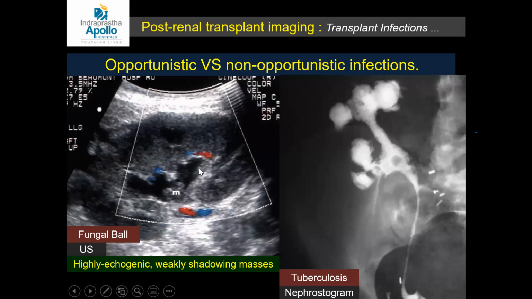So this is an example of a transplant kidney in the right iliac fossa. You can see the filling defect in the renal pelvis because of the fungal ball, which is highly echogenic and weakly shadowing. It doesn't cause any shadowing like a calculus. And then we can see the tuberculosis in a nephrostogram image where we can see the irregular margins, chelation defects, focal filling defects in a patient with fungal and tubercular infection in a transplant kidney.